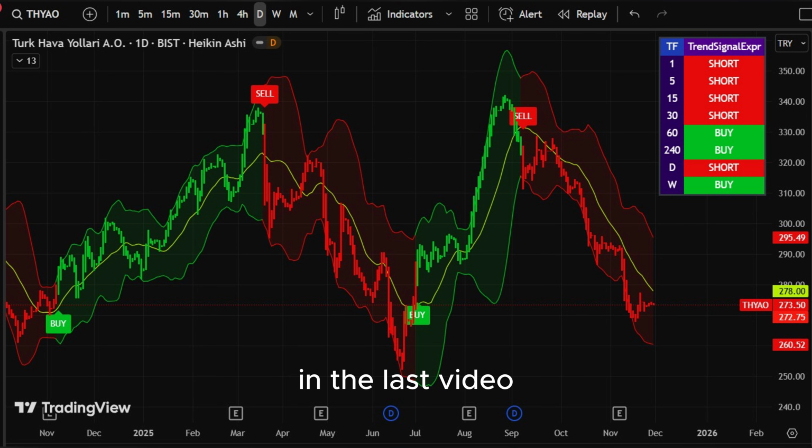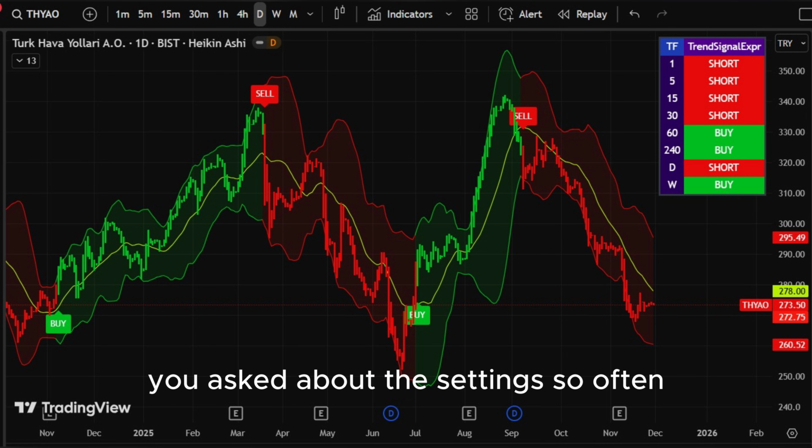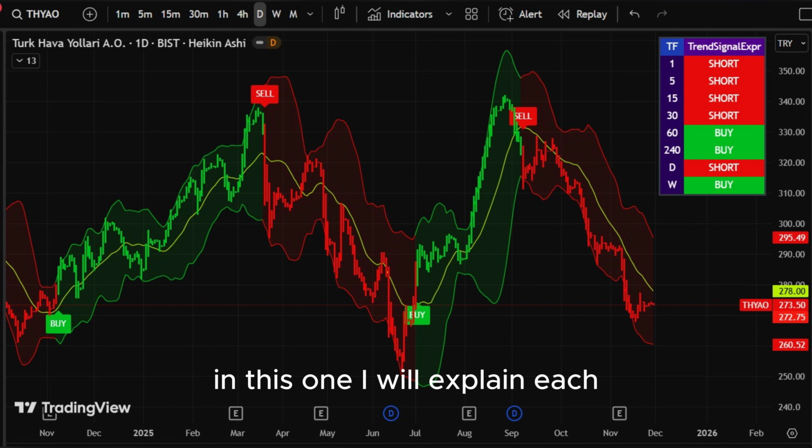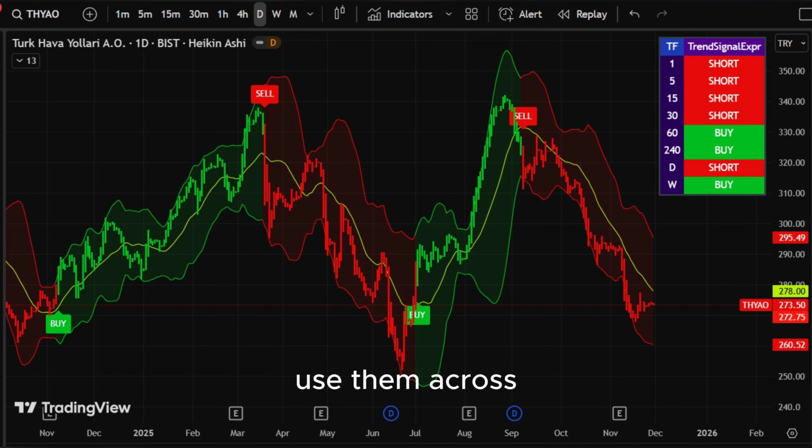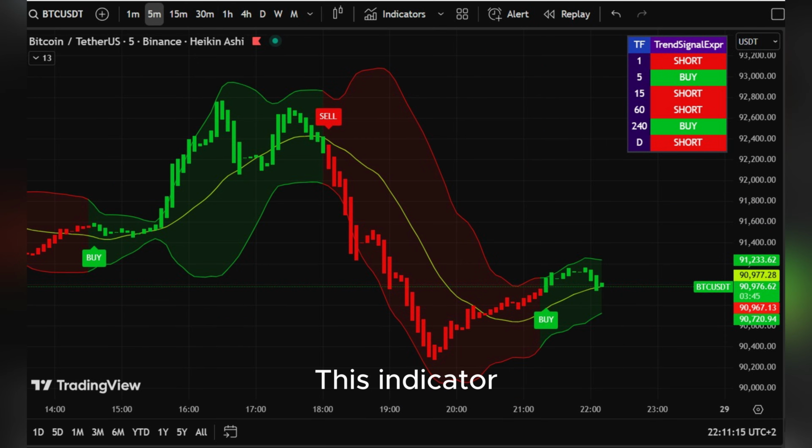Because in the last video you asked about the settings so often, in this one I will explain each setting step by step and show how to use them across different time frames. This indicator works similarly to the ones I've shared before, but it's not exactly the same, since it uses trend strength, a volatility filter, and confirmation from the Bollinger Midline. False signals are reduced to a minimum. The signals generated on closed candles are never removed, meaning it does not repaint.